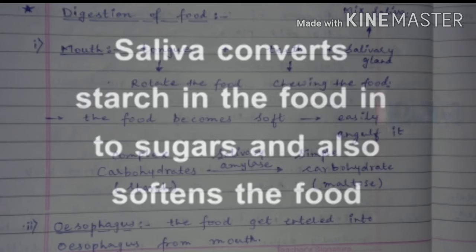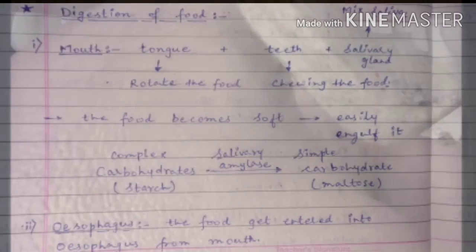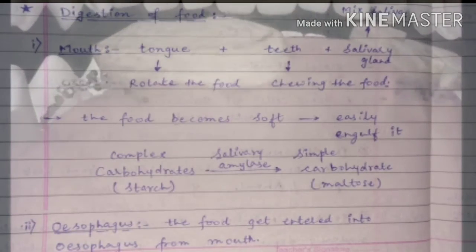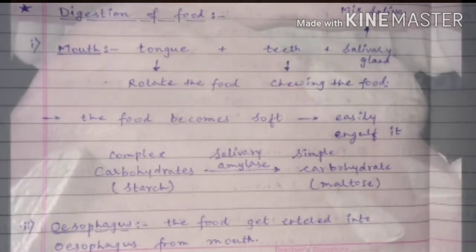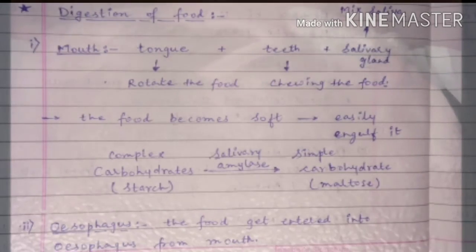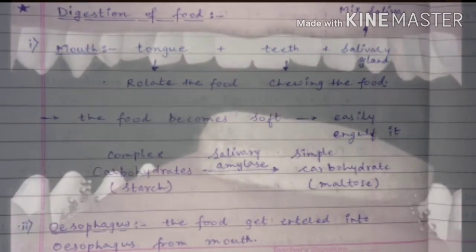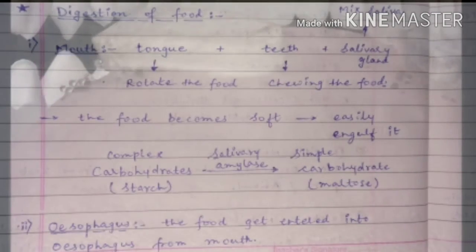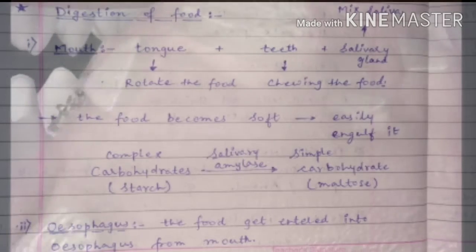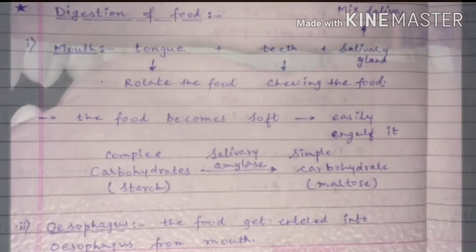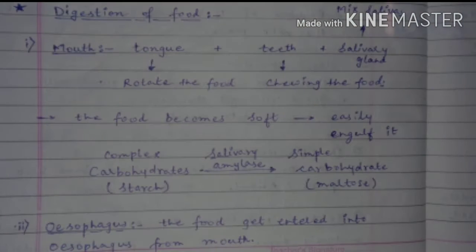Then the salivary gland plays an important role in digesting the food. Whatever carbohydrate is present in complex form inside the food is converted by salivary amylase into a simple carbohydrate. That is maltose. So starch is converted into maltose.